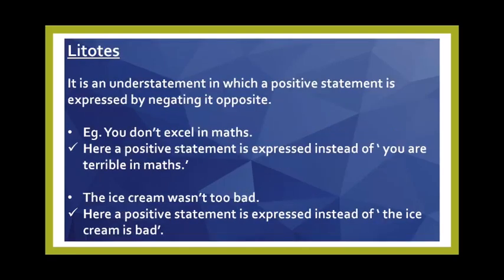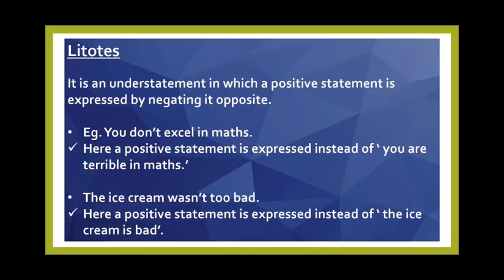Next is litotes. It is an understatement in which a positive statement is expressed by negating its opposite. For example, you don't excel in maths. So here children, a positive statement is expressed instead of just telling you are terrible in maths. So that is very simple. Like if you do not want anybody to feel bad, then you tell the sentence in a positive way. So that is why this sentence, you don't excel in maths, is a little bit positive.